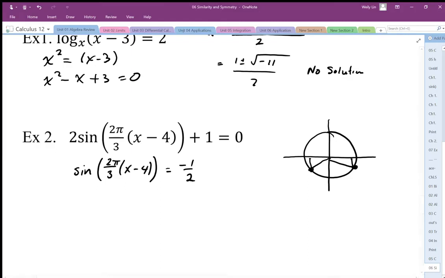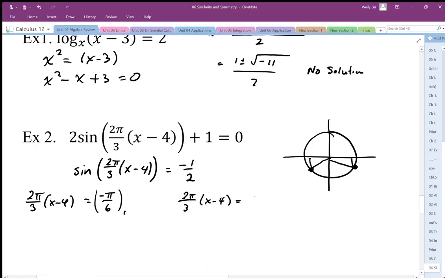So I'm going to end up with the angle 2 pi over 3 times x minus 4 is going to be equal to theta 1, which is negative pi over 6. I'm going to write that as theta 1. I also have 2 pi over 3 times x minus 4 equal to 7 pi over 6, and that's my theta 2.